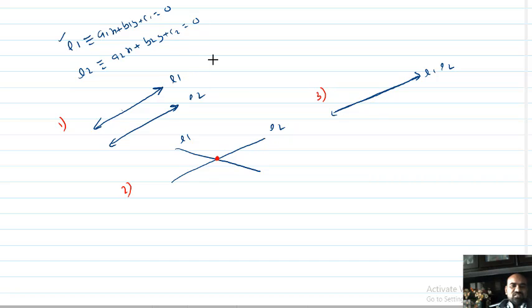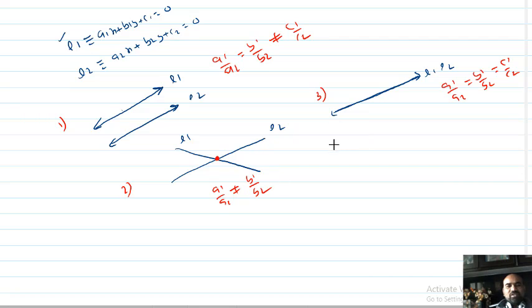So, in this situation, the relation between a1, b1, c1, a2, b2, c2 is given by a1 by a2 equal to b1 by b2, but not equal to c1 by c2. But what happened here? Here a1 by a2 equal to b1 by b2 equal to c1 by c2. Okay. So, in this case what happened? a1 by a2 not equal to b1 by b2. Actually, how you got this result, that is important.